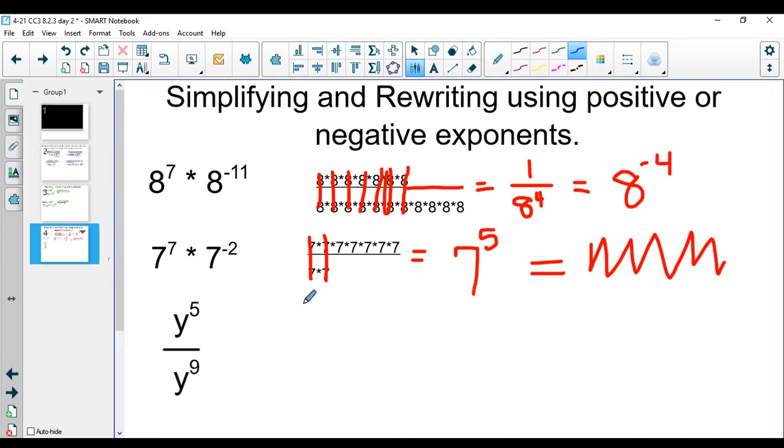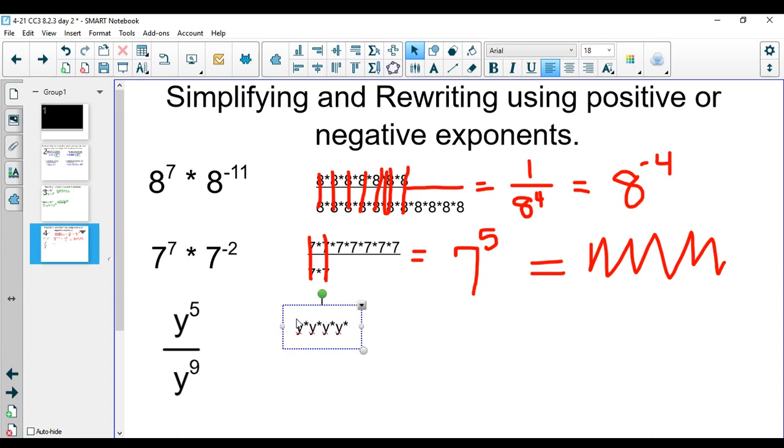And now our last one, we're going to start with y to the 5th. So we'll multiply y by itself 5 times. 1, 2, 3, 4, 5. And then we're going to divide that by y multiplied by itself 9 times. 1, 2, 3, 4, 5, 6, 7, 8, 9.